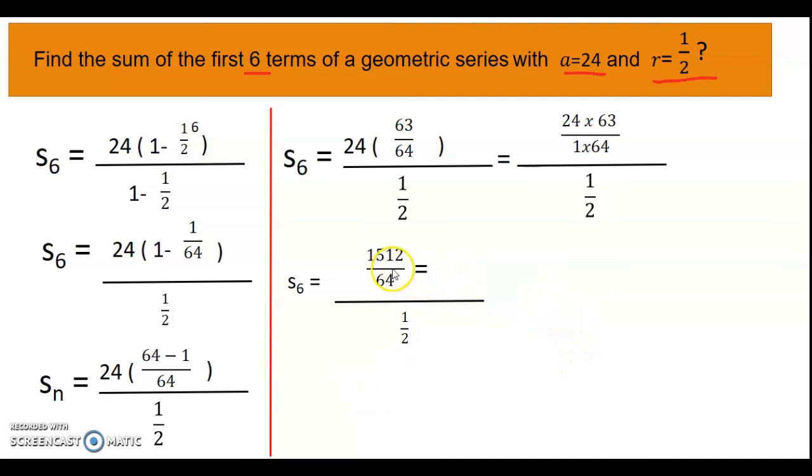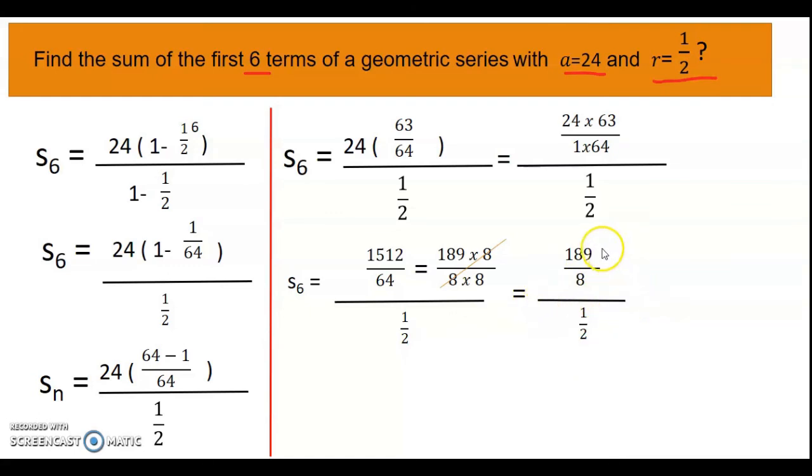And here, let's convert this to the simplest terms. So let's factor 1,512 and 64. The factors of 1,512 are 189 times 8, and 64 is 8 times 8. So let's cross out the common factors, and the factors left will be our fraction. So we have 189 over 8 over 1 half.